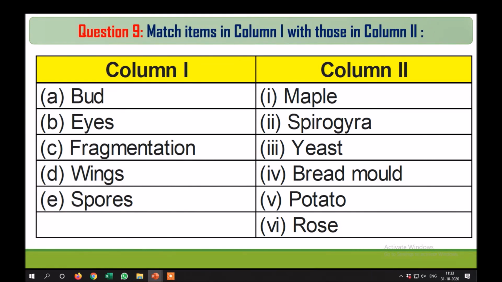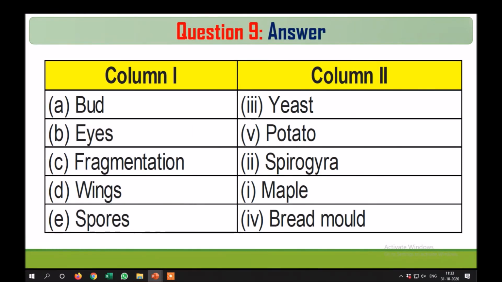Question 9 is: match items in column 1 with those in column 2. So these are column 1 and column 2. Now let's see the answer. So the butte, yeast, ice, potato, fragmentation, spirogyra, wings, ample, spores, bread mold.